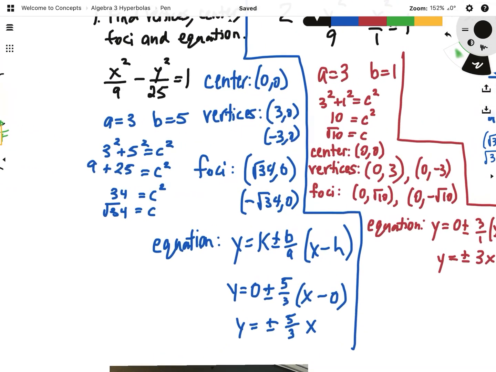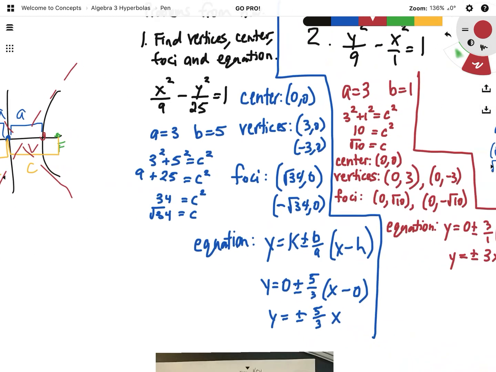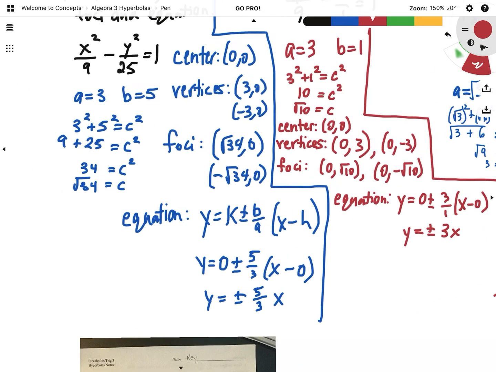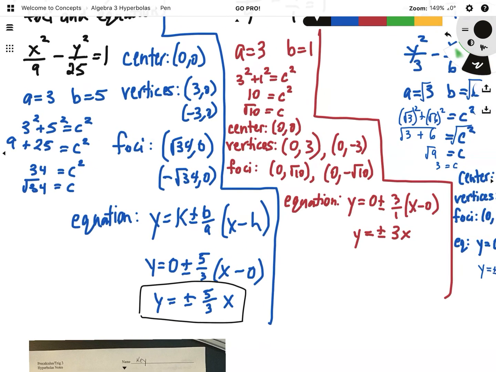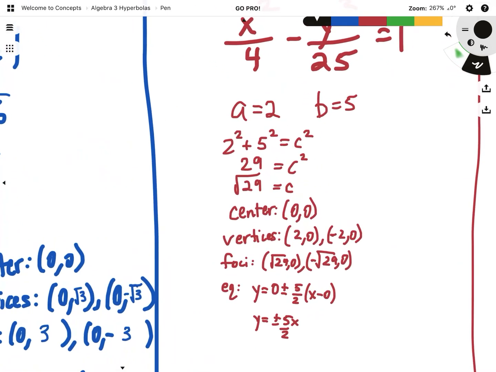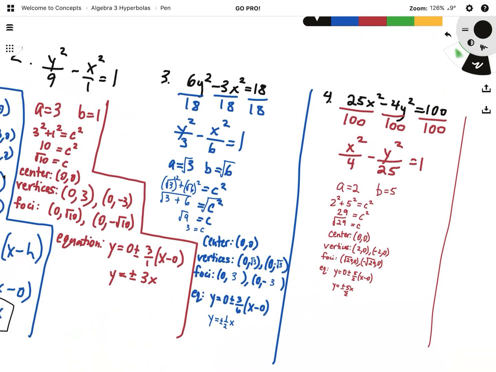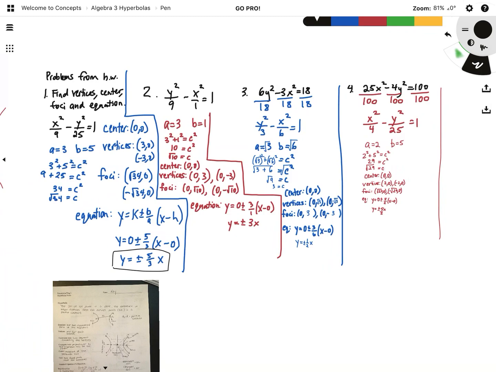And then we have the equation for the asymptotes, which are here and there. And the formula that you learned last class, y equals k plus or minus b over a, x minus h. And then you just plug in what you know, and then you end up with this equation at the bottom. And then here, you can just pause the video to check your answers. There's 2, 3, and then 4. I'll zoom in a little bit so you can see. Okay. If you have any questions about that, let me know.